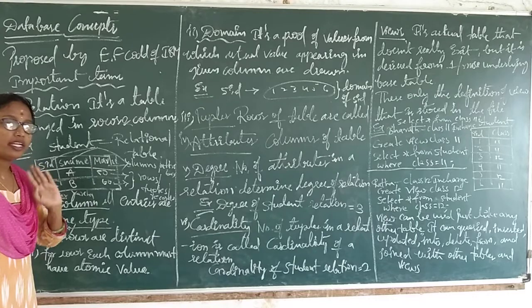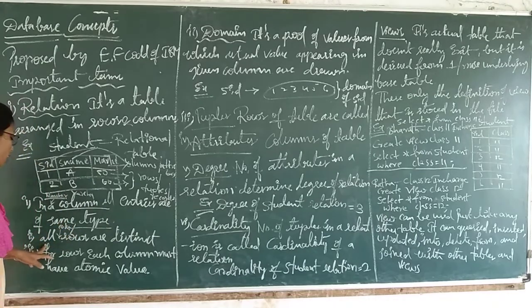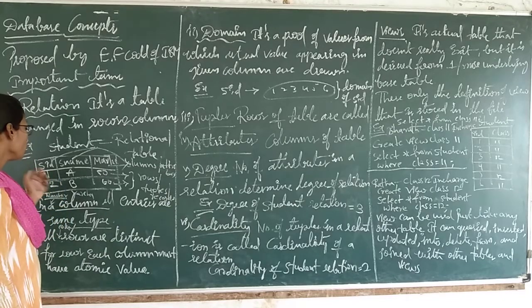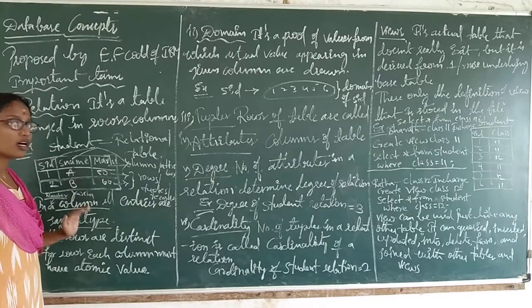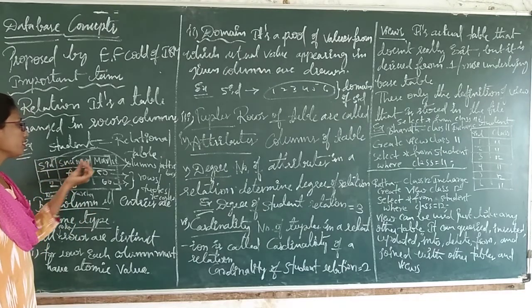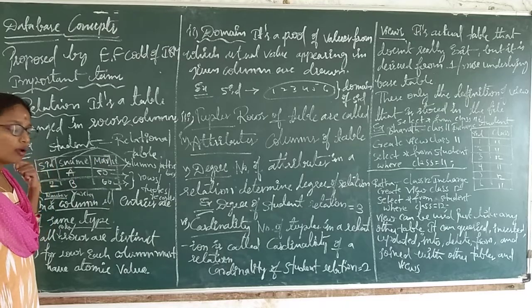Then marks are integers. And the next, second point is all columns or rows are distinct. We cannot change this. For example, SID, SNAME and marks have unique values.